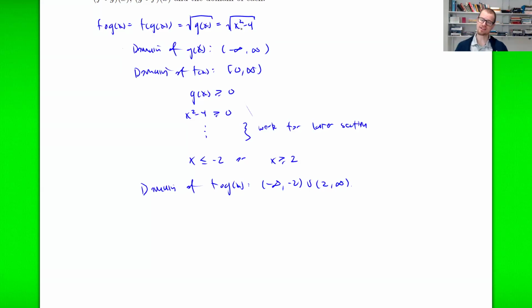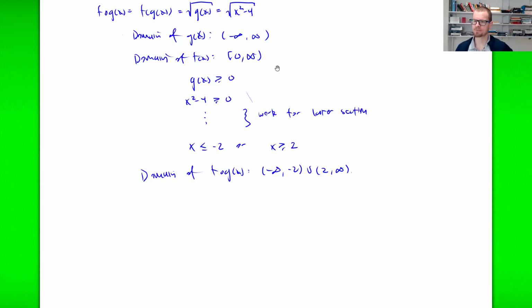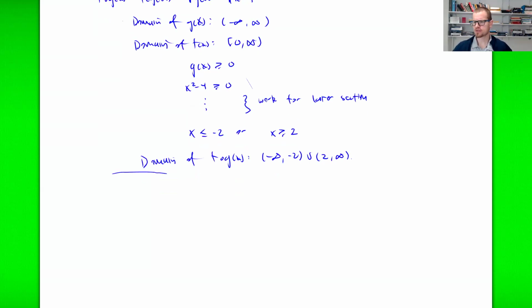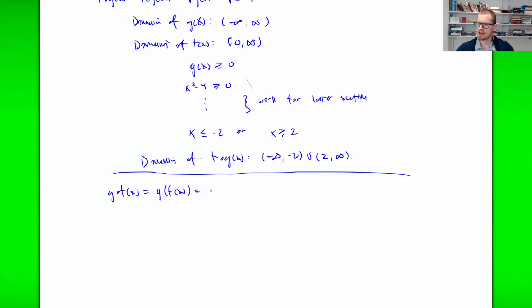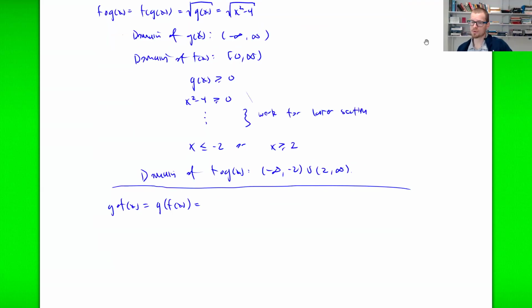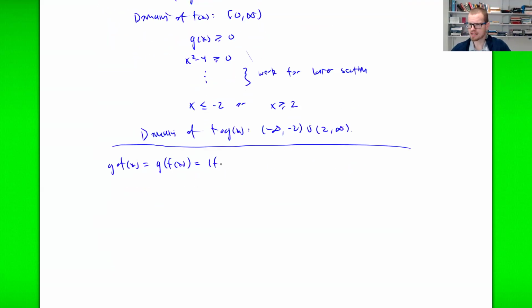But now we want to consider an example where that would not work. So I'm going to consider G of F of X. Since G is on the left, this is G of F of X. We take the function G, which is x squared minus 4, and we plug F into it. So I'm taking F of X and squaring it, and then subtracting 4.